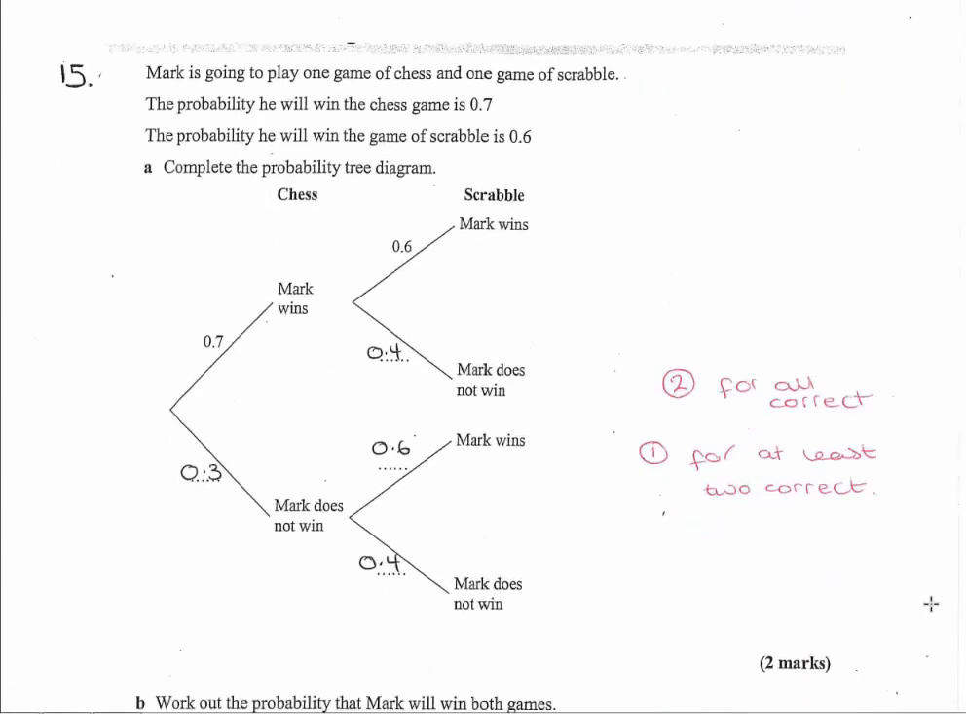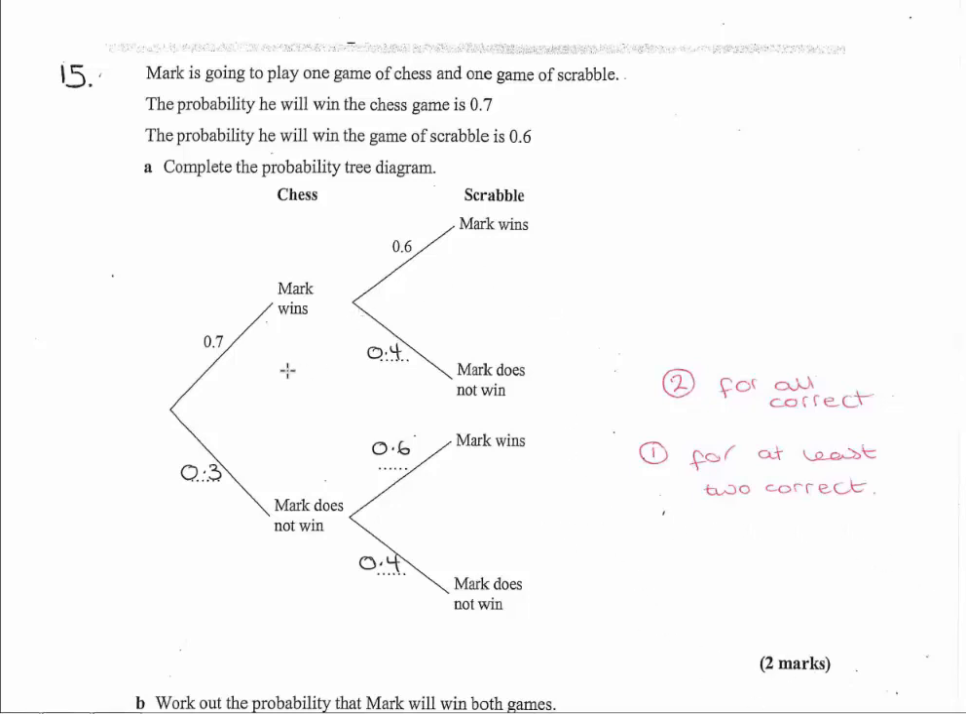Mark is going to play 1 game of chess and 1 game of Scrabble. The probability he'll win the chess game is 0.7, and the probability he'll win the game of Scrabble is 0.6. Complete the probability tree diagram. So once you've got this sussed, it's easy marks.